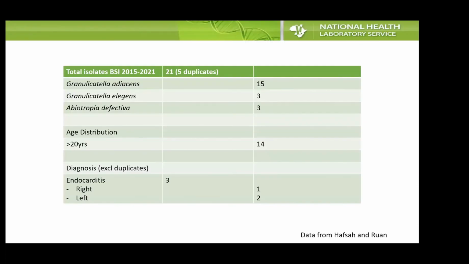So in terms of Groote Schuur, in terms of the isolates that we've had between 2015 and 2021, we've actually had 21 of these nutritionally variant strep that we've isolated. 5 are duplicates from repeat blood cultures, and of them, there were 3 associated with endocarditis. 1 is this case, which is a right-sided endocarditis, and 2 others which were due to a left-sided endocarditis, one of which was a pediatric patient who had underlying valvular heart disease.